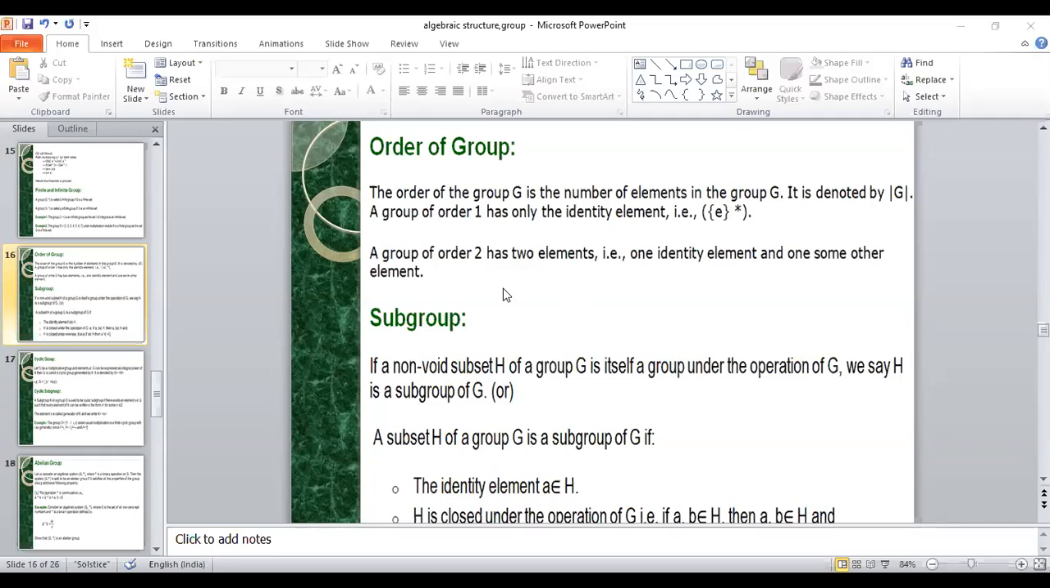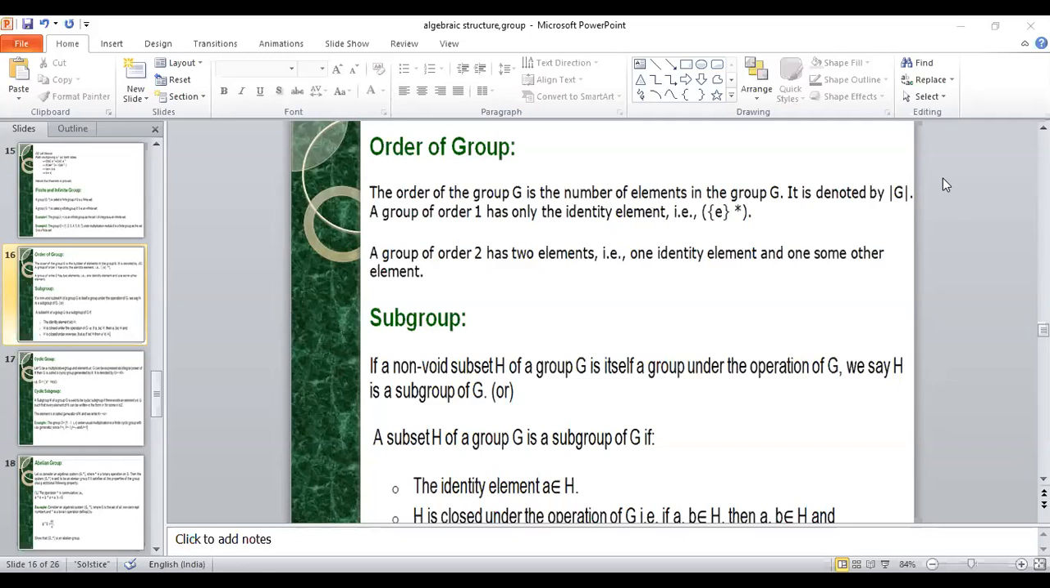So what is the order of a group? The number of elements of a given group is called the order of a group. It is denoted by |G|. If the order of a group is 1, then that group has only one element, that is the identity element. If the order of a group is 2, then that group has the identity element and some other element.